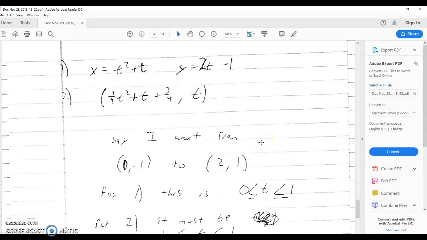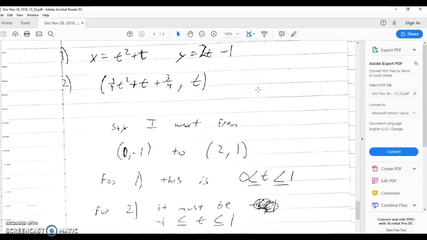Okay, the last thing I wanted to look at was this example. We have x is t squared plus t, y is 2t minus 1. And then we have this other parameterization. I showed you this before, that these are the same right opening parabola. x is 1/4 t squared plus t plus 3/4, y is t. These are the same right opening parabola.